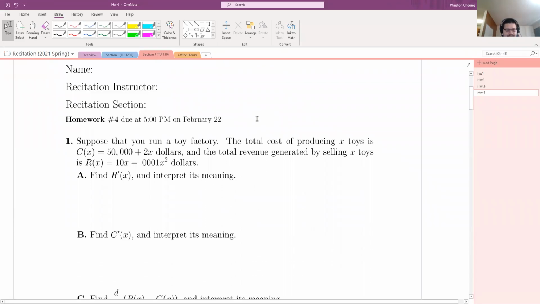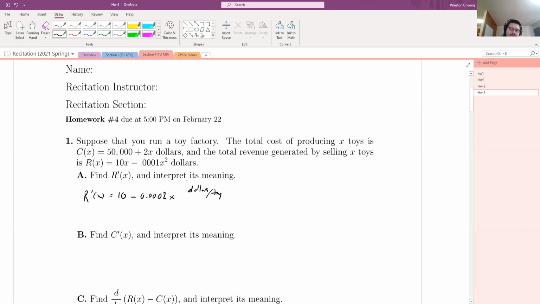Number one, the problem gives you a function for revenue, a function for cost. First, you want to take the derivative of the revenue function. That's just power rule, so that's pretty straightforward. So the derivative is going to be 10 for that term, and for this one, you'll have 0.0002x. And we should maybe put units for this. So this will be dollars per toy.